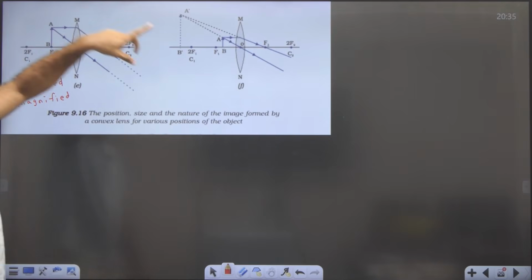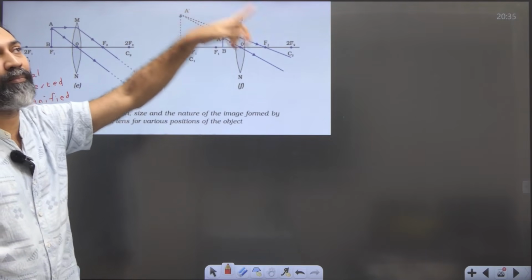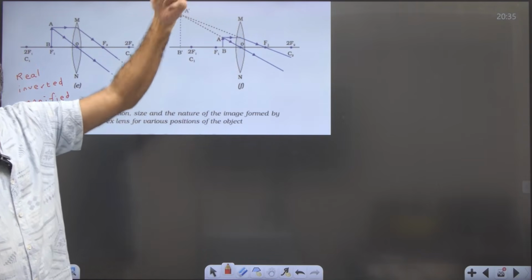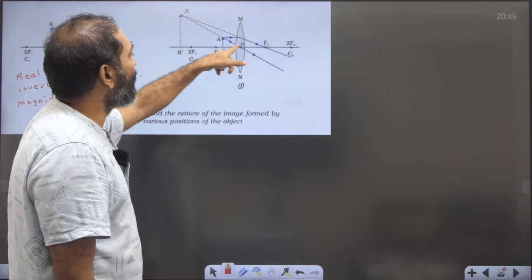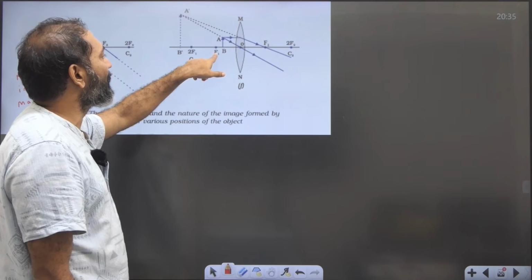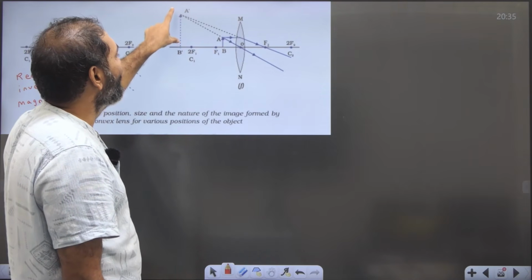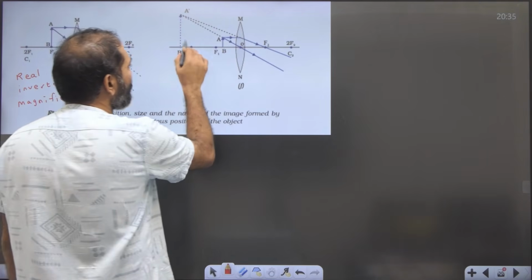Now the special case in convex lens. There was a special case in concave mirror also. When object is placed between pole and principal focus, image was what? Virtual and direct. Here also, when the object is placed between optical center and first focal length, what happens? Image is what? Virtual, erect, magnified. Image is on the same side of the object.